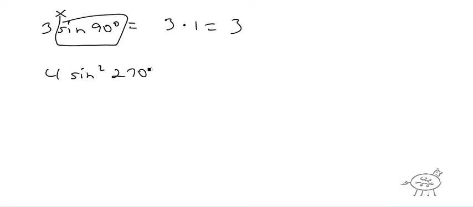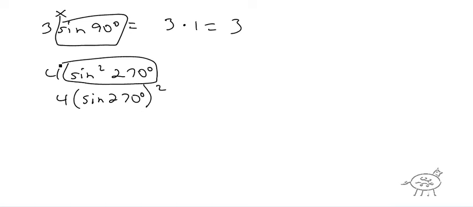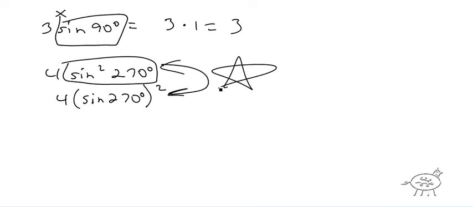This is the deal. People sometimes get confused with this. What this means is 4 times sine of 270 squared. That's important. You've got to find the sine of 270 and then you square it. Don't square the 4. Don't square the 270 degrees. It's the sine of 270 squared. These are equivalent. That's super important. All right, so sine of 270 is -1, so it's 4 times -1 squared, which is 4 times 1, which is 4.